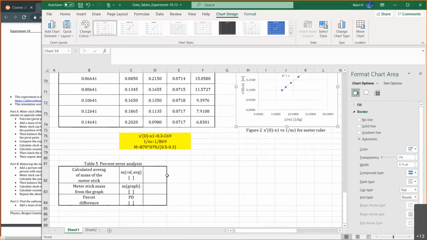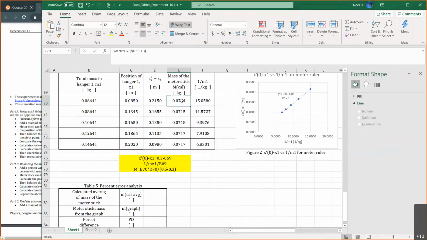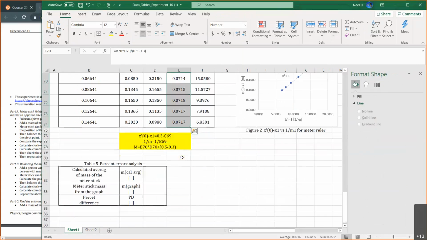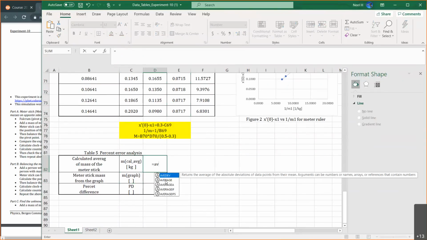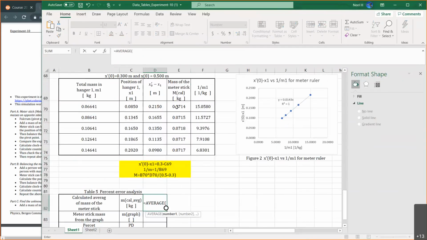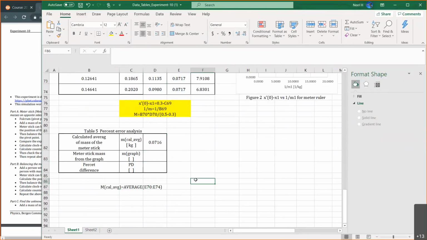Let's take a look at the last table, the percentage error analysis. We calculate the mass of the meter stick. You can see different data points. If I have a few different values, you would always like to take the average, right? So this is in units of kilogram. Let's take the average here: equals average of E70 to E74. That's the MLAVG, the mass of the meter ruler, calculated average.